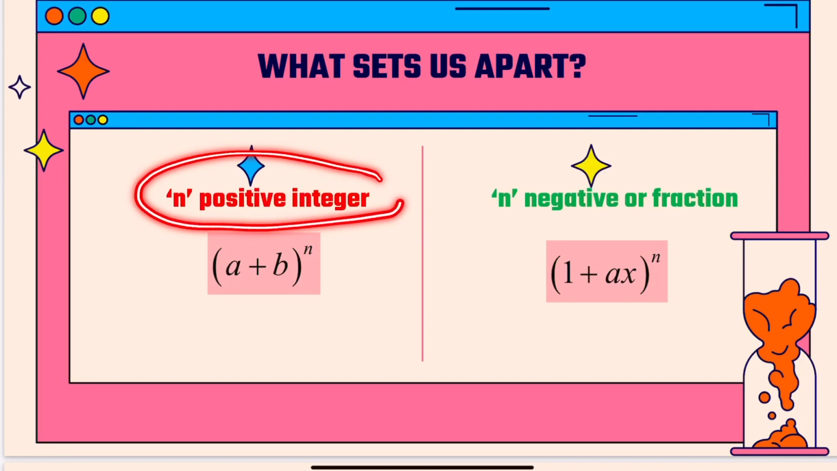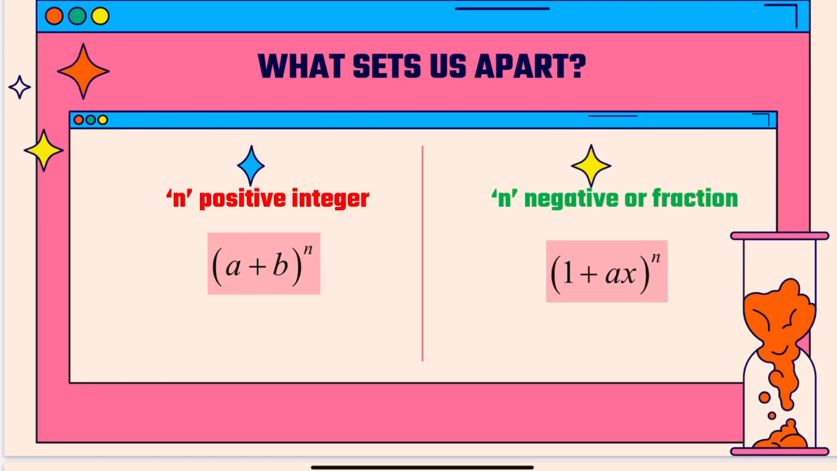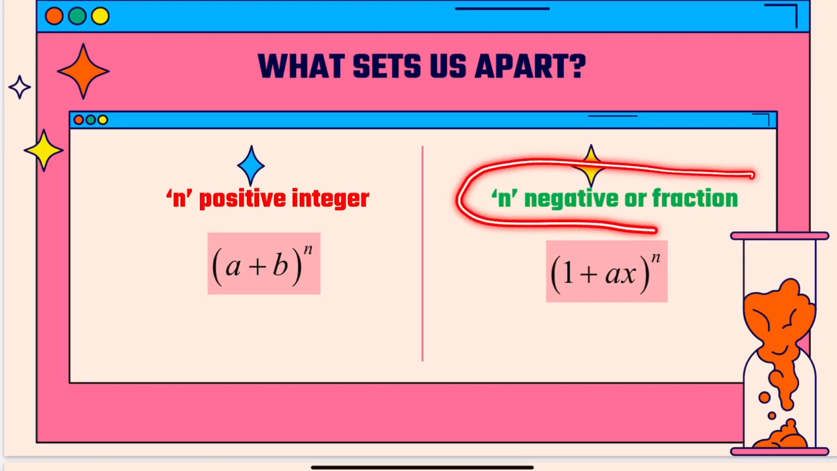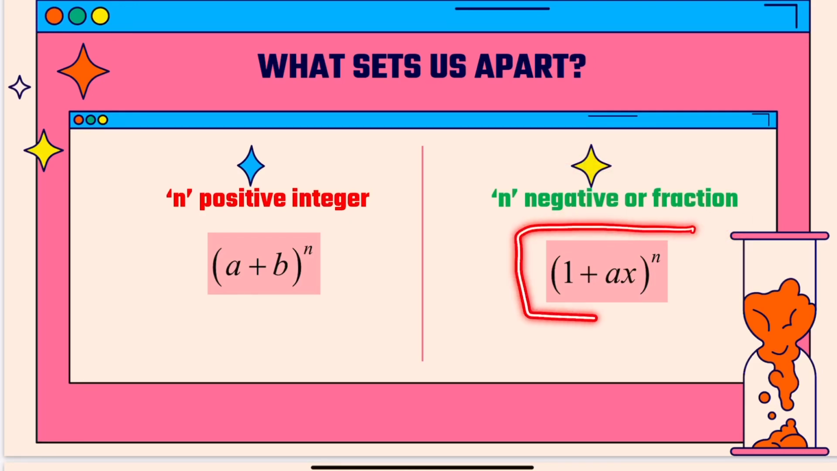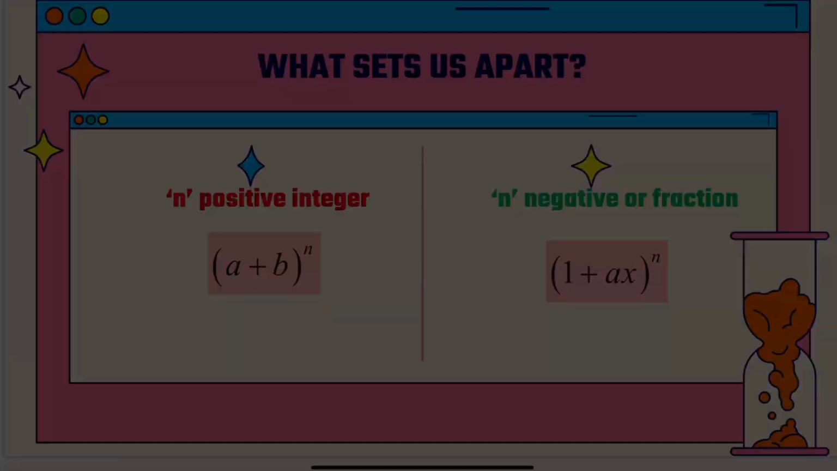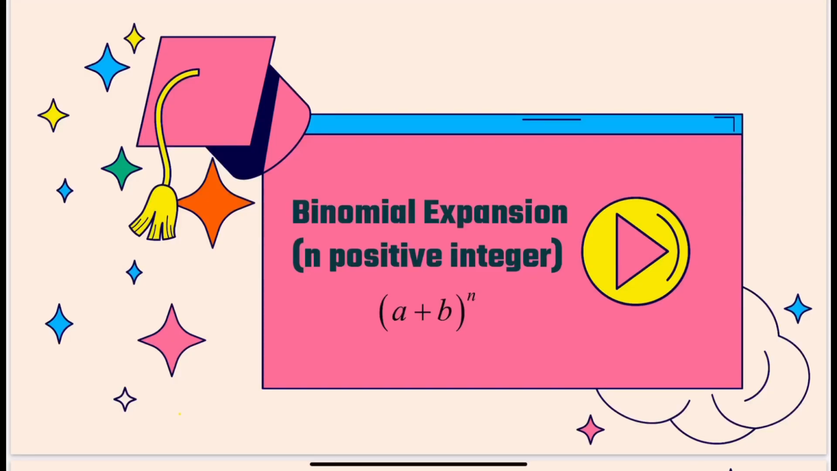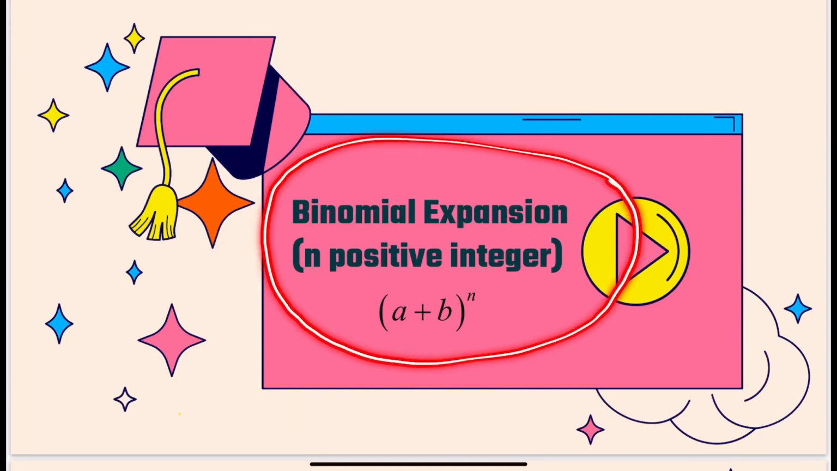For n positive integer, it is written in the form of a plus b to the power of n. On the other hand, for n negative or fraction, it is in the form of 1 plus ax to the power of n. In this video, we will discuss binomial expansion for n positive integer.